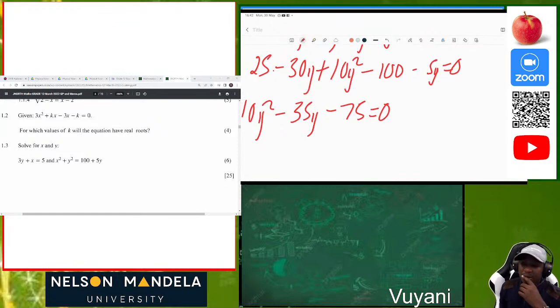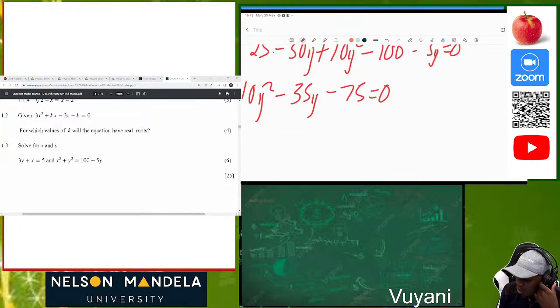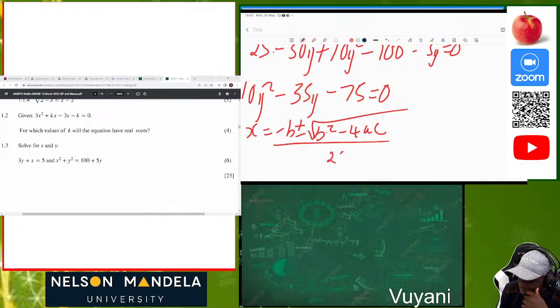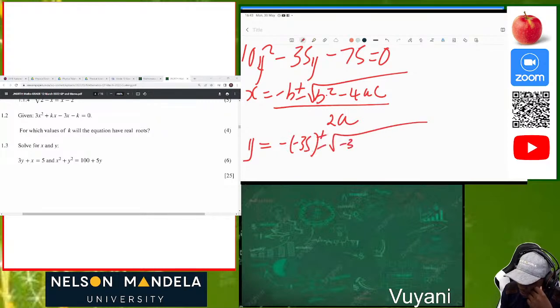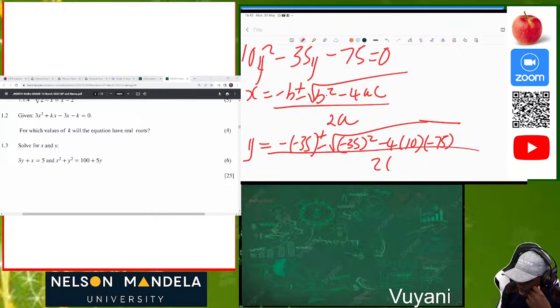So since this is a quadratic equation, we can solve it by using the quadratic formula, or we can just divide through. So we can use x is equal to negative b plus or minus the square root of b squared minus 4ac, all divided by 2a. Now, in this instance, we are solving for y, so we cannot say x. So now we change the variable to y. And where is our b? We substitute our negative 35 there, plus or minus the square root of (negative 35) all squared minus 4ac, all divided by 2a. Okay.